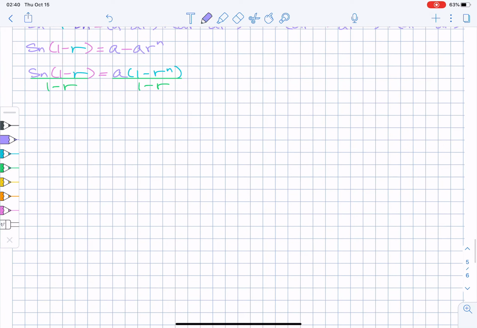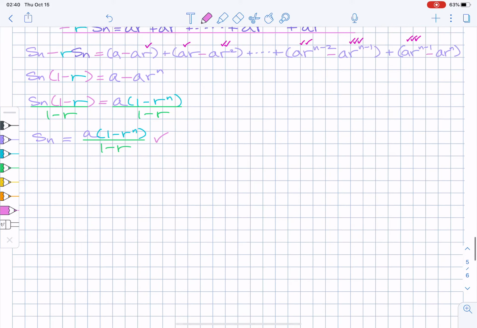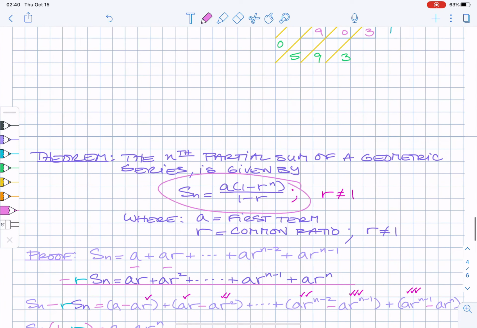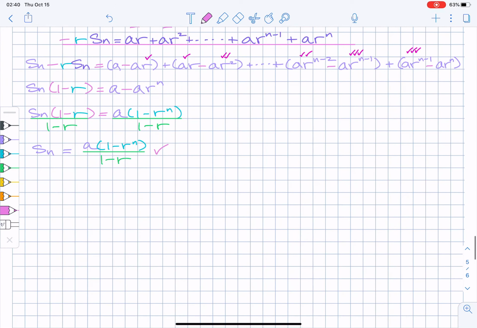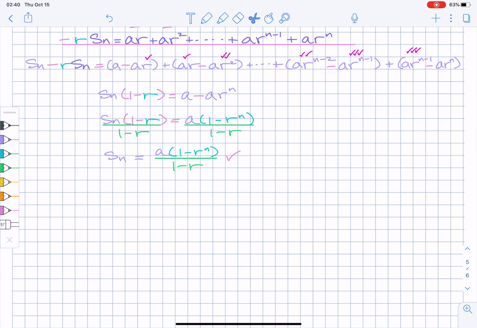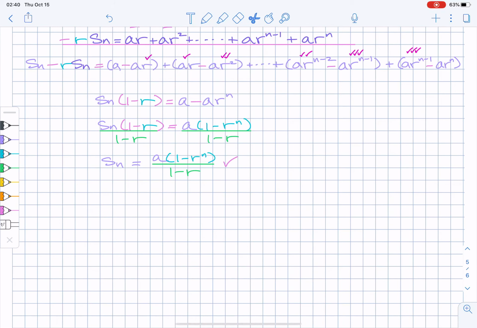And I get that S sub n is equal to A times the quantity 1 minus R to the n divided by 1 minus R, check mark, because that's what we claimed it was right here. Okay, so we've proven it. Let me move this a bit over to over here. I will use a dashed arrow to show that.